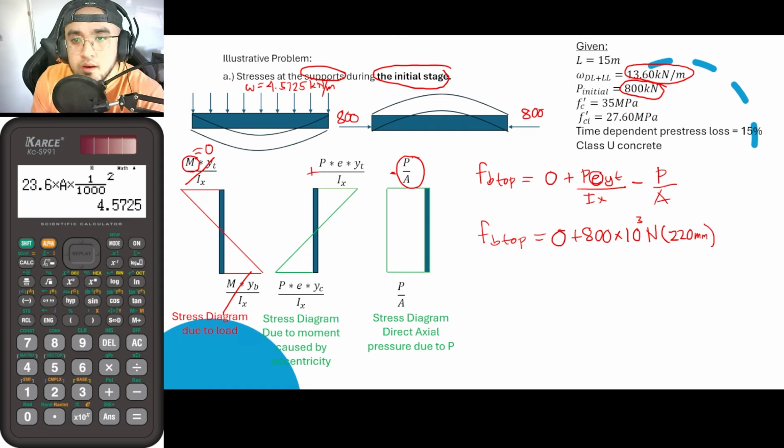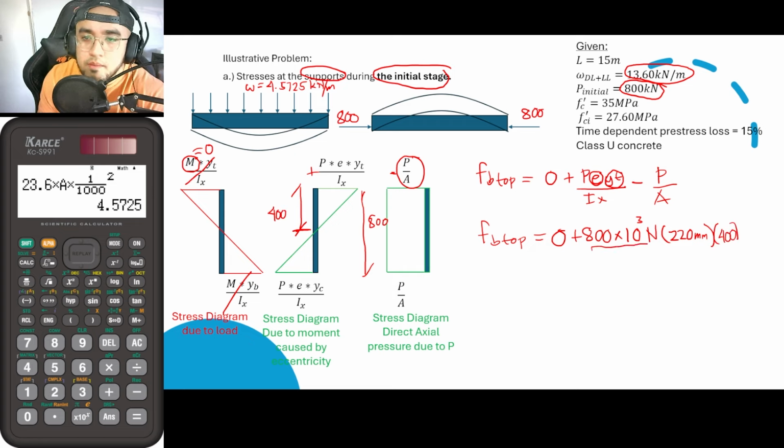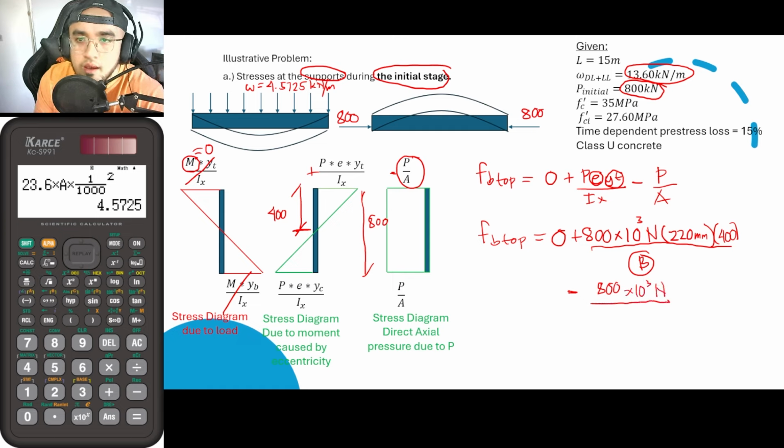And what about YT? YT is the distance from the neutral axis up until the topmost fiber. If the whole depth is 800, then this is 400 because it is symmetrical. So times 400 divided by IX, and if you can remember, I have stored it in B. Then minus P all over A. What is P? That is 800,000 newtons divided by the area, and the area was stored in A.